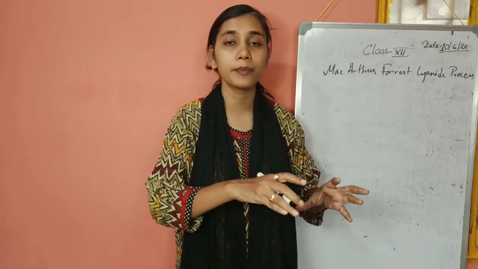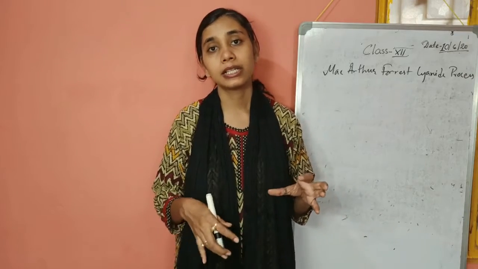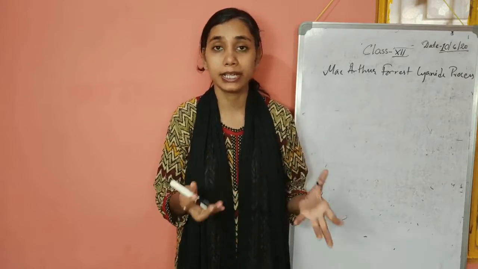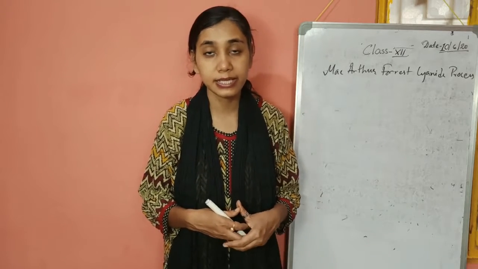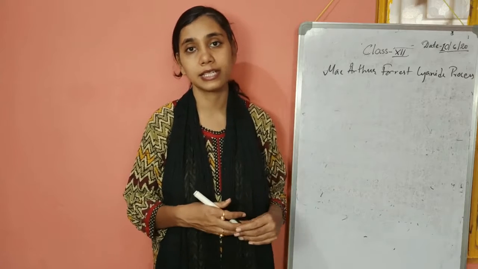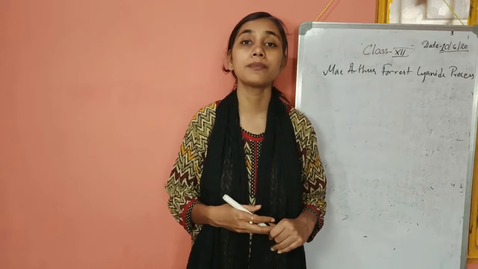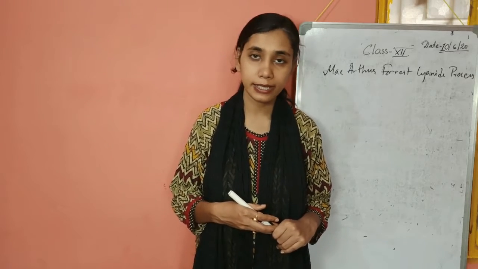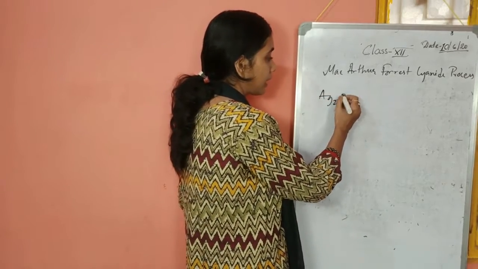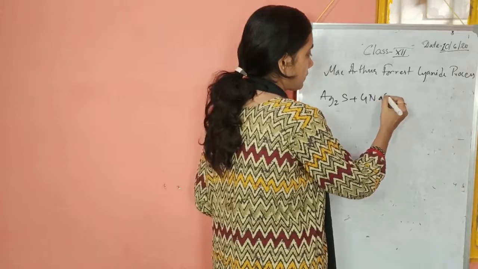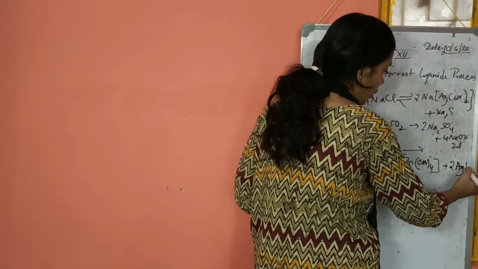Now once they get separated and we get the solution of the complex, then it is reduced with zinc. Zinc is a much stronger reducing agent than silver. Then we get a pure form of silver. This is the leaching process. I am writing the equation. So initially silver glance is treated with sodium cyanide and formation of pure silver.